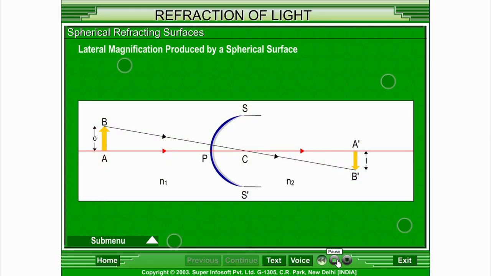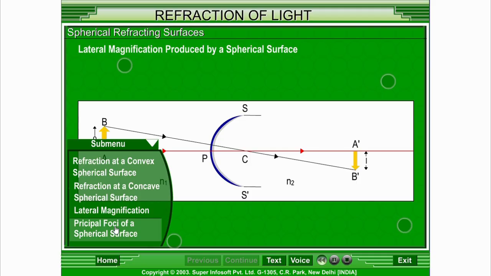Lateral magnification produced by a spherical surface. Let A be an extended object placed perpendicular to the principal axis of a spherical refracting surface on left side. Consider a light ray starting from B and moving along BC.